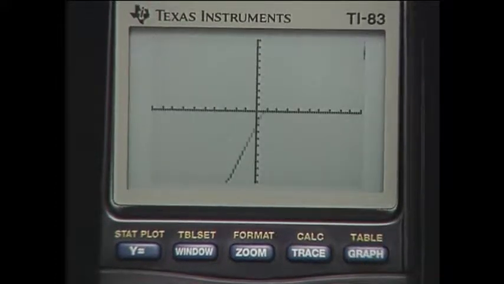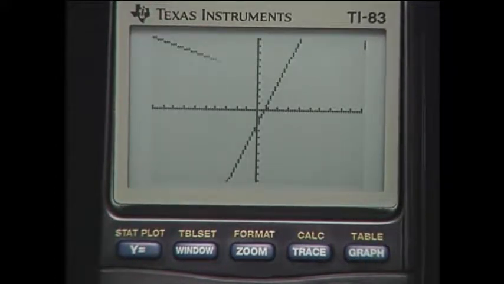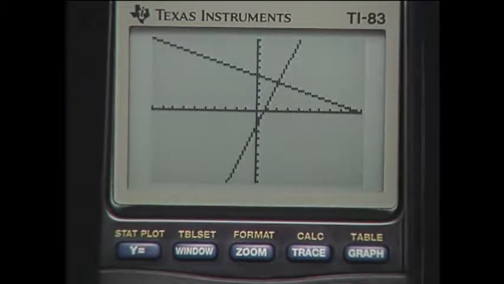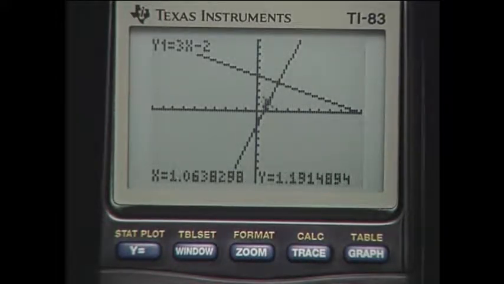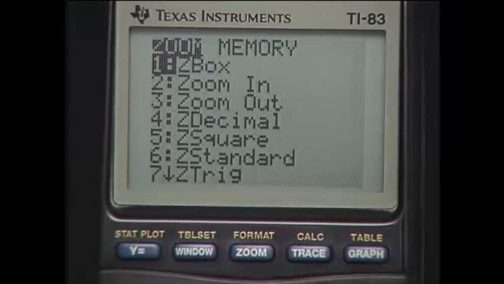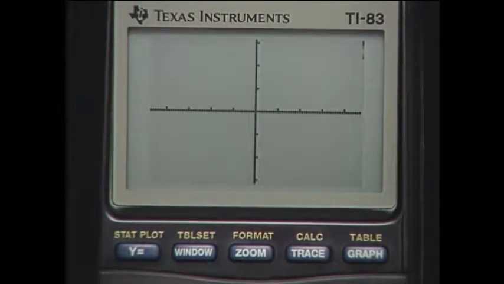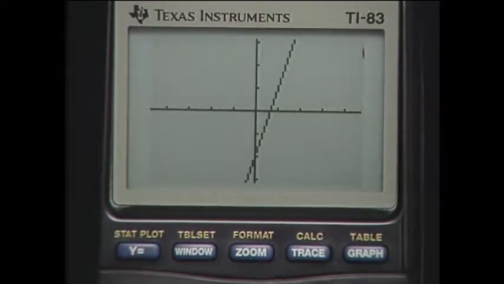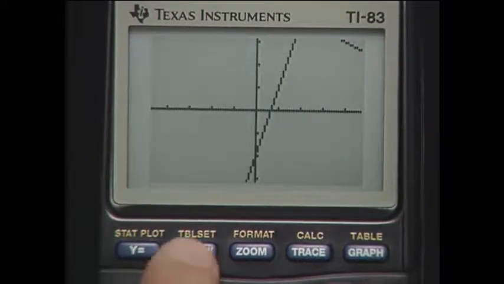I'm on standard settings now, and the graph looks like this. I'd like to locate that point of intersection to verify that that point is on both of our graphs. So I'll press trace, and tracing over, I see I have unfriendly settings, so I'll go to the zoom menu and press number 4. Then back to the graph. Here come the graphs. Oh, I see the intersection point is off the graph.